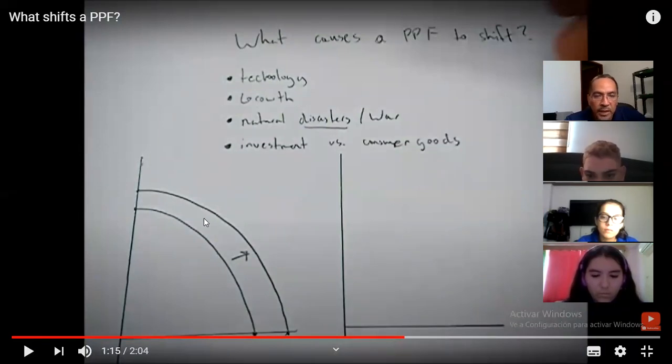But estos son los factores que pueden influir. These are the factors that could affect in order to move from this frontier to this frontier.